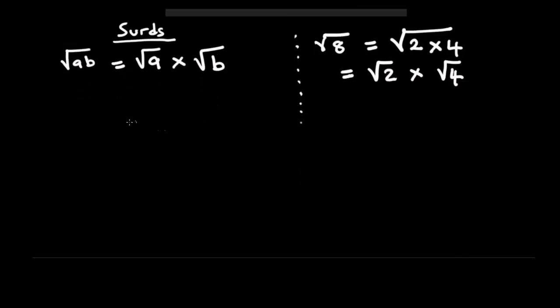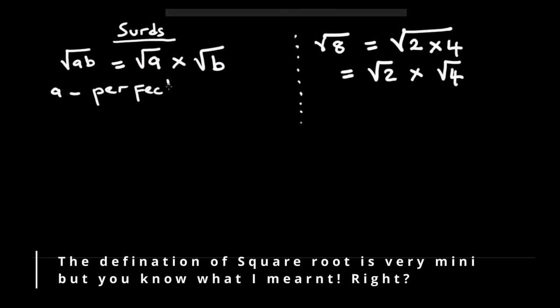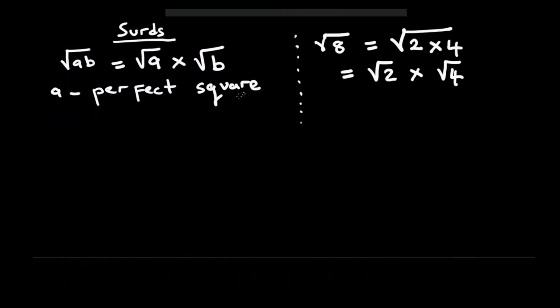Now, dealing with the square root of AB, we understood that we can break it down into the square root of A times the square root of B. Let us take for instance that A is a perfect square. So a perfect square is a number with a square root, right? Now A being a perfect square, let's take for instance that the square root of A is x.